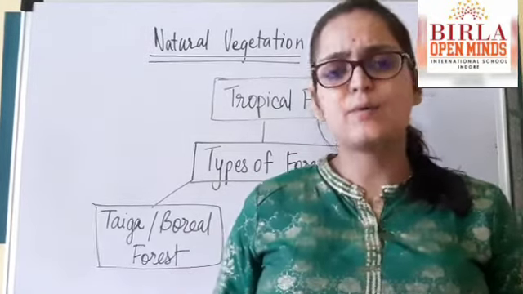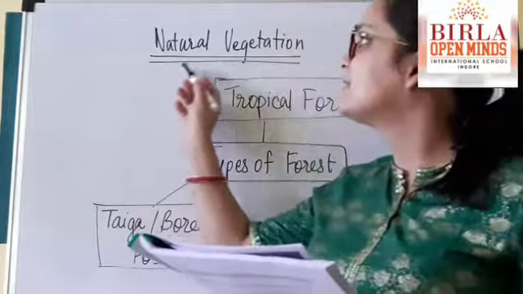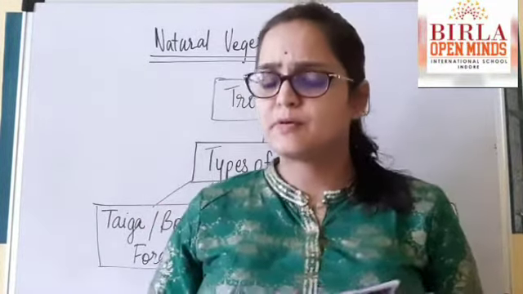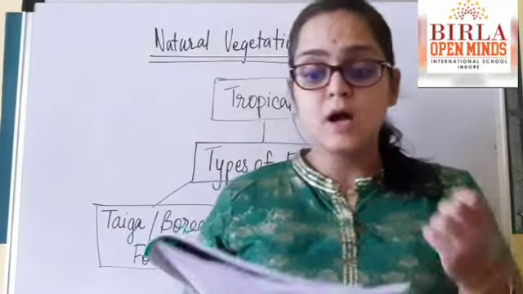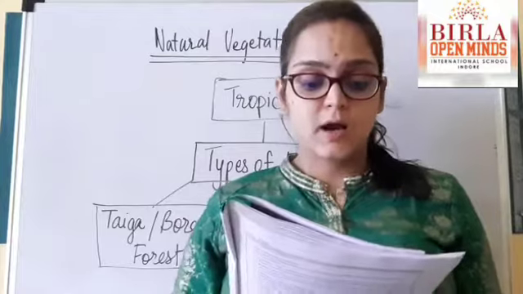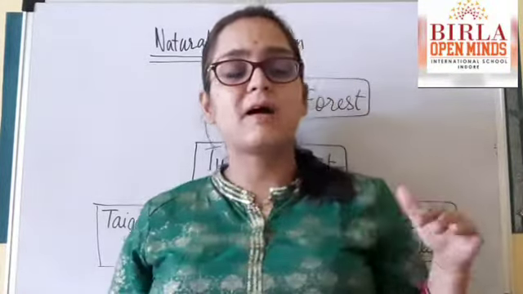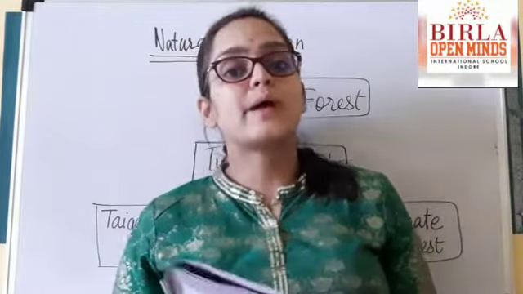The first thing that I want to talk about is vegetation. As you can see, our topic is natural vegetation. So let us start with what vegetation is. Vegetation is the overall plant cover of an area. Overall green cover, overall plant cover of an area, that is known as vegetation.